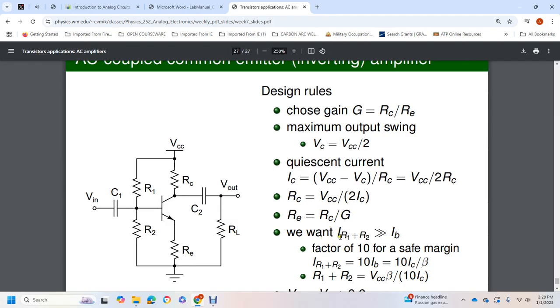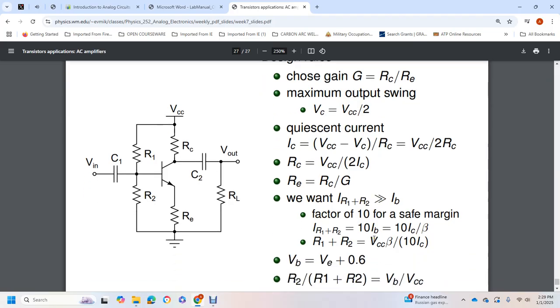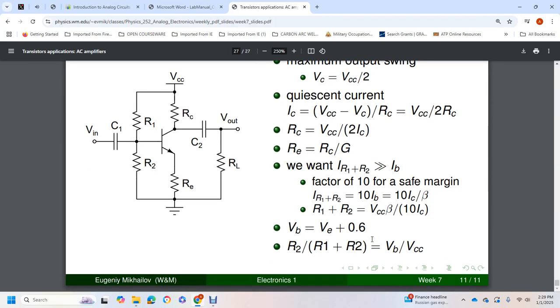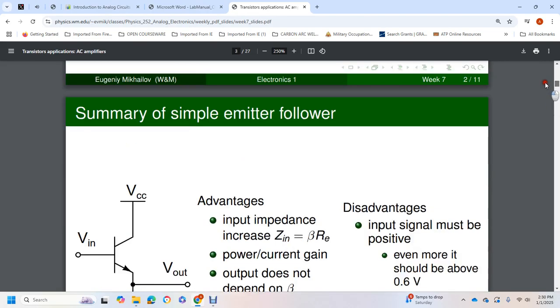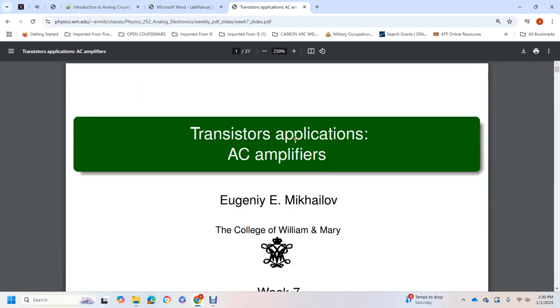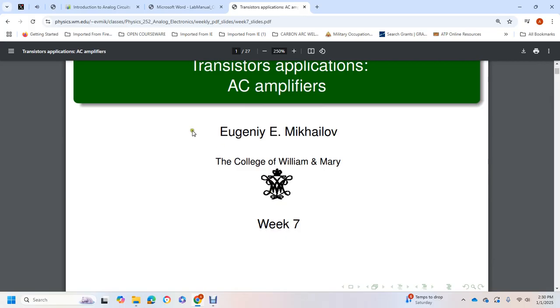We want the current through resistor 1 plus resistor 2 to be greater than the current at the base, by a factor of 10 as a safe margin. The base voltage is equal to the emitter voltage plus 0.6 volts. Resistor 2 divided by resistor 1 plus resistor 2 is equal to the base voltage over the supply voltage. And that was the slides for transistor application AC amplifiers, week 7.